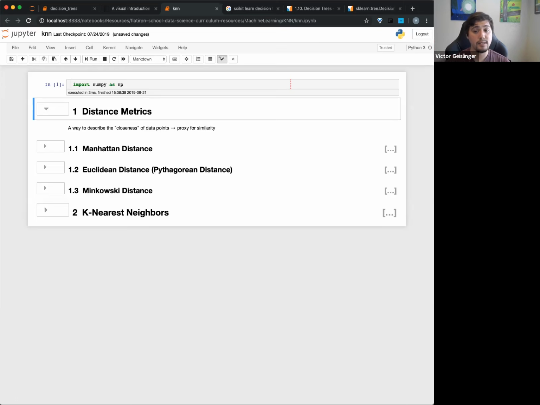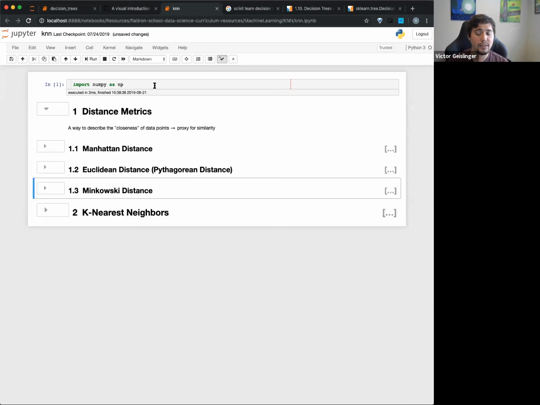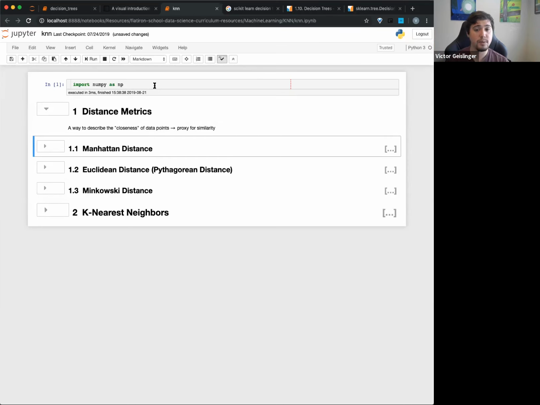So we have some different distance metrics. It turns out it's not as simple as just saying they're close together, because there are a lot of ways you can say what is close together. This is where we have, for example, the Manhattan distance. We'll go through Manhattan, Euclidean, and Minkowski, where Minkowski is a general form of the other two. Euclidean distance is what you'll probably be most familiar with, but Manhattan distance is pretty simple.